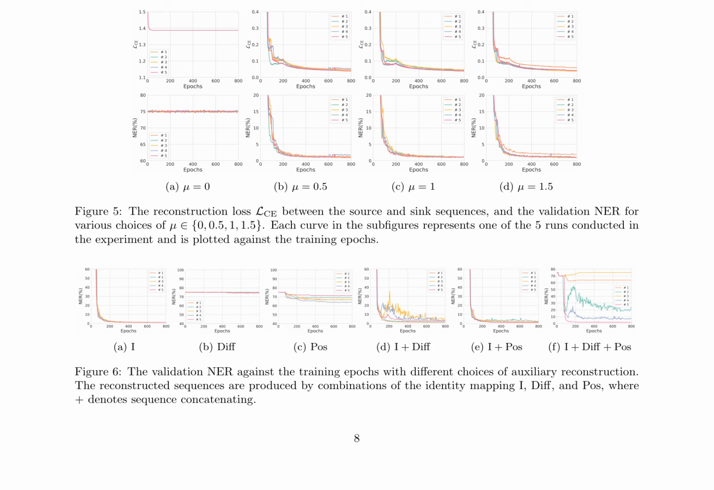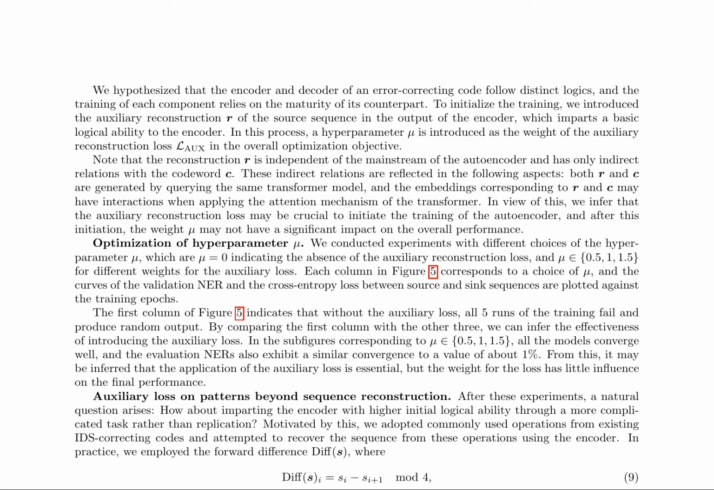The page also discusses the effects of the auxiliary reconstruction loss, evaluating various combinations of identity mapping, difference, and positive sequence concatenation on validation NER across different training epochs. The authors of the research paper propose a novel approach to training error-correcting codes, suggesting that the encoder and decoder operate based on distinct logics, with each component's training relying on the maturity of its counterpart.